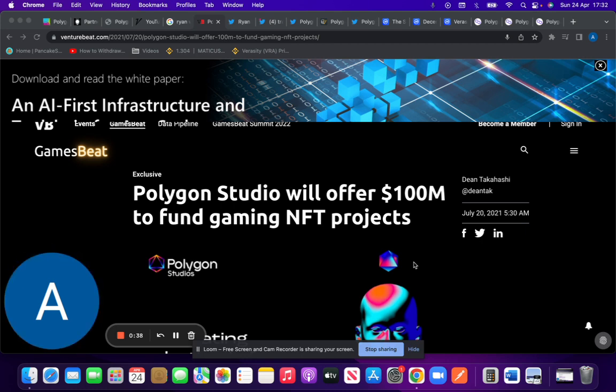In the second part of the three-part video series, I'll be covering Polygon Studio, Polygon Proof of Stake, Polygon ID, and Polygon Edge. The first solution I'll be covering is Polygon Studio.